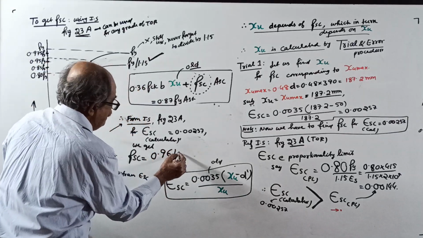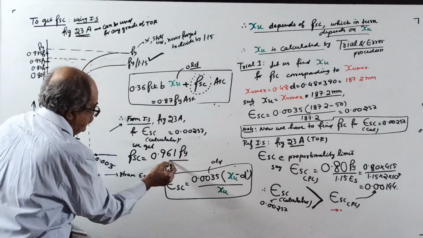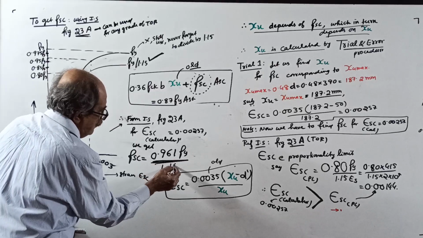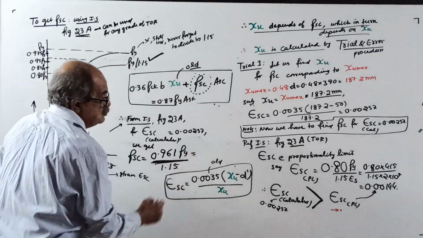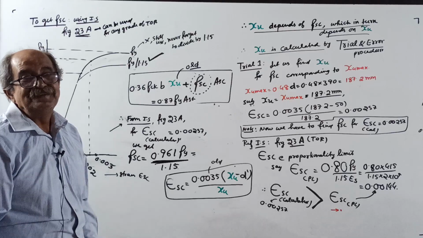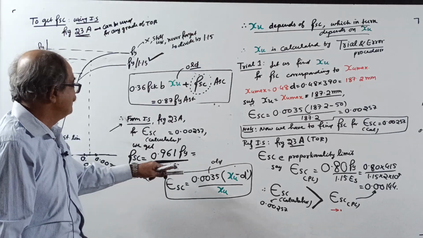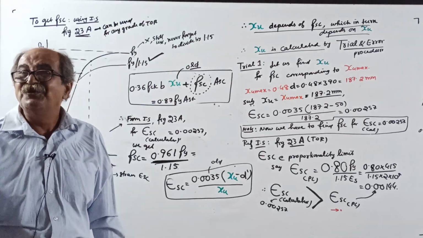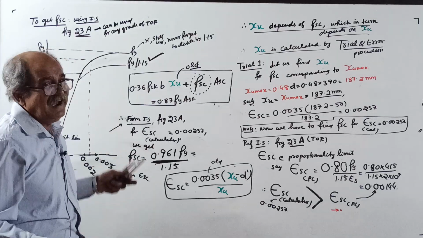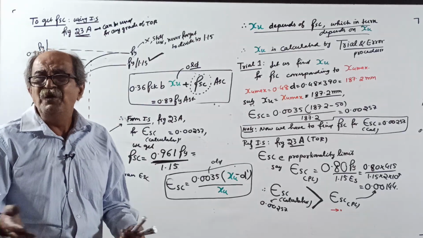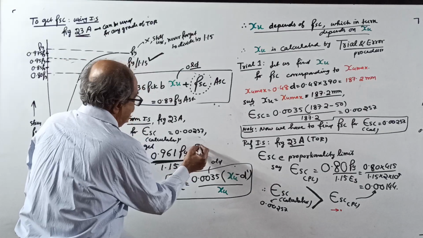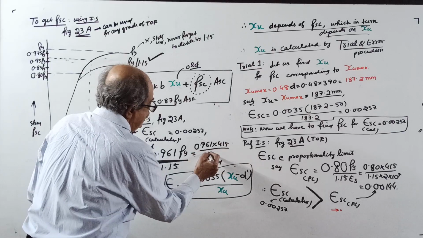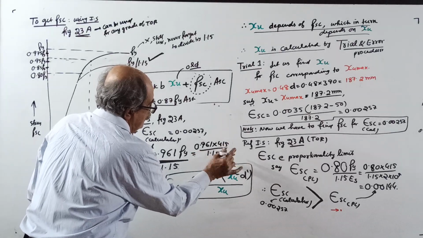0.961 times Fy. But remember, never and never forget to divide by 1.15. Students say, sir, cheating sir, why? Because you already saw SP16, you already calculated what value you should get, and accordingly you are writing. Yes, correct, I am teaching. So a little error will do. Okay, Fsc equal to 0.961 into 415 divided by 1.15.